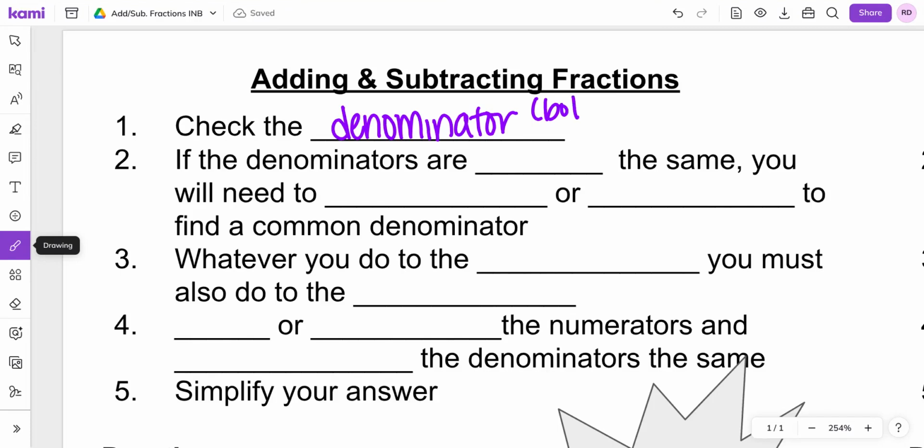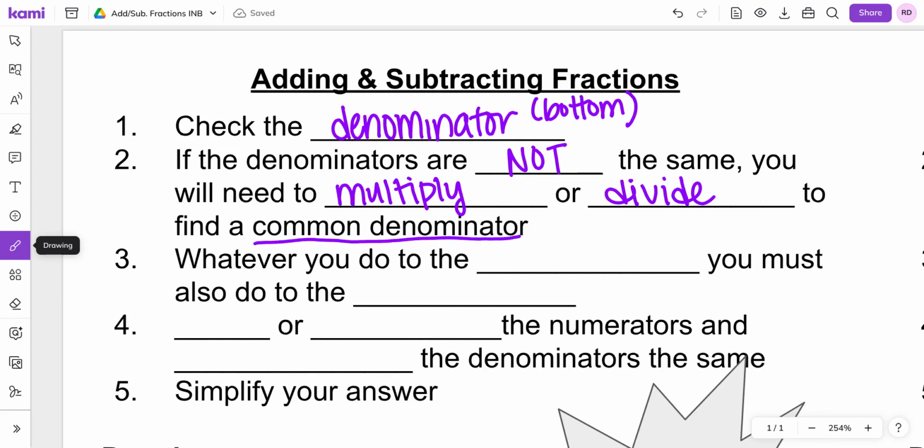Which is that number on the bottom. If the denominators are the same, you can just add the numerators and move about the problem. When they're not the same is when you get to do a little extra work. So that's going to be step 2. If denominators are not the same, you will need to multiply or divide to create equivalent fractions. So multiply or divide because you have to have a common denominator in order for the problem to work.